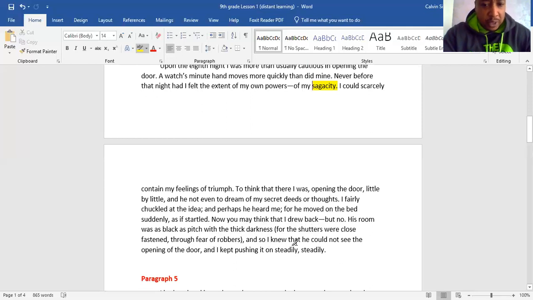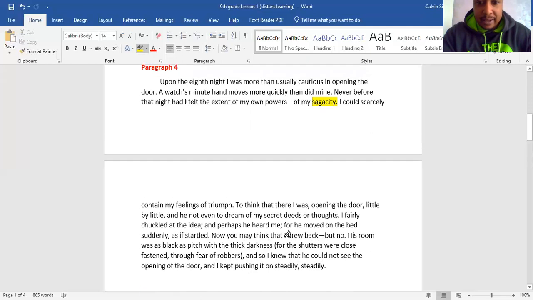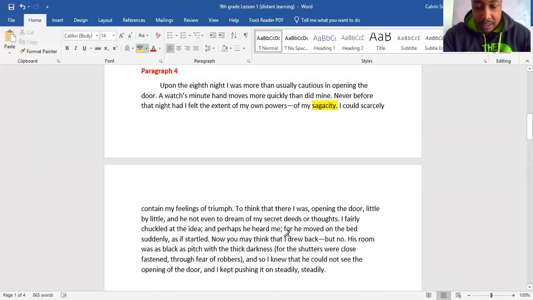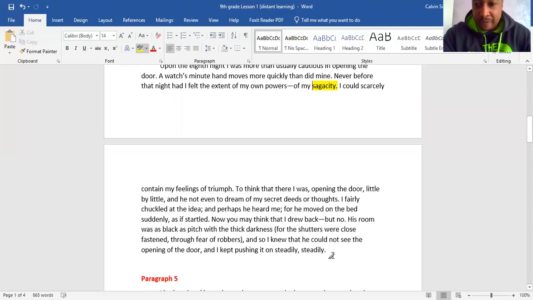And so I knew that he could not see the opening of the door, and I kept pushing it on steadily, steadily. Okay, remember guys that there's certain parts of the text that you can highlight or look at to follow the central idea of madness and obsession. And some of this we have previously discussed in class, right? So I'm going to look at this part here where it says, "And so I knew that he could hear the opening of the door, and I kept pushing it on steadily, steadily."